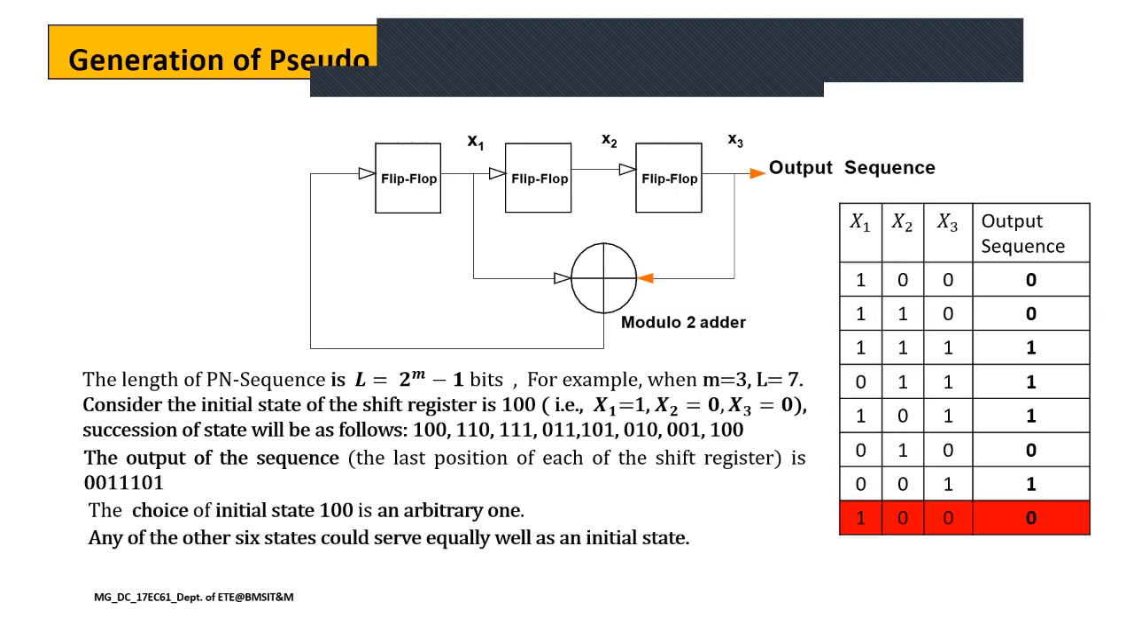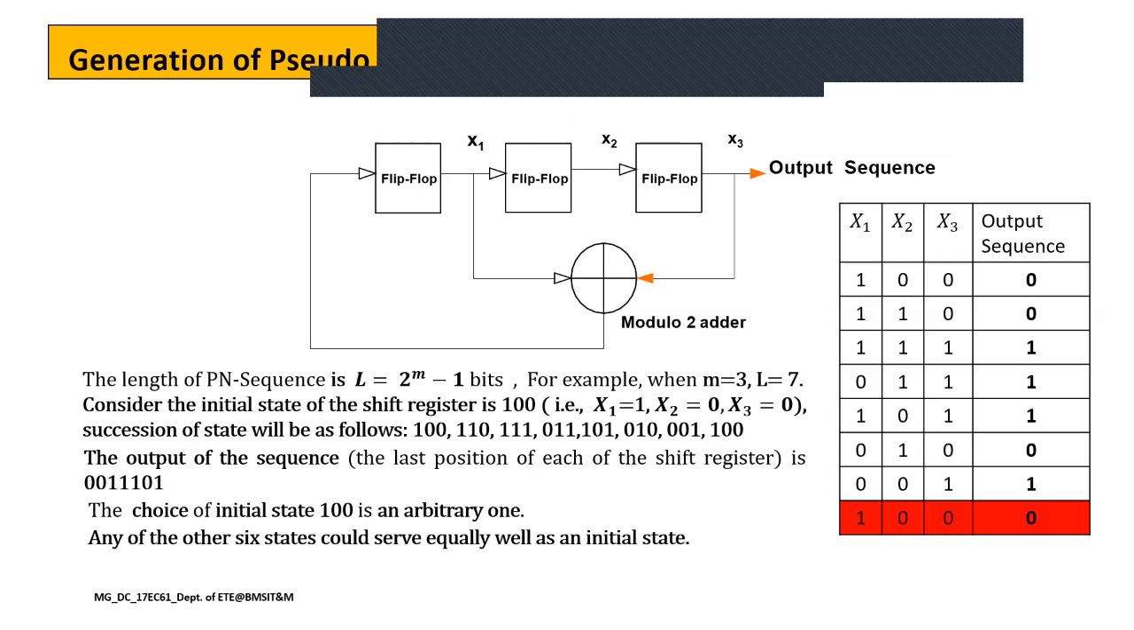As I said, to generate the pseudo noise sequence, I have considered 3 flip flops, and the length of the pseudo noise sequence is related by the equation L equal to 2 power M minus 1 bits. M is the number of flip flops I use in the circuit. So here I have connected 3 shift registers. I have taken the output of the first flip flop and the output of the third flip flop, then I am doing a modulo 2 operation. The output of that modulo 2 adder is connected as input to the first flip flop.